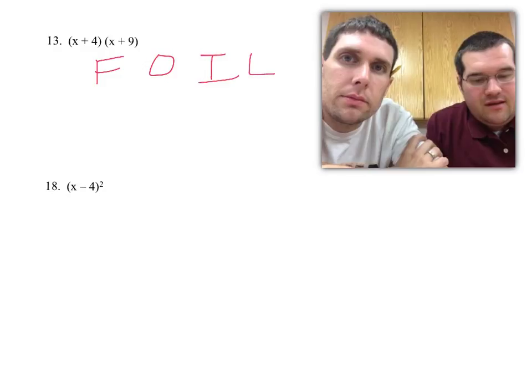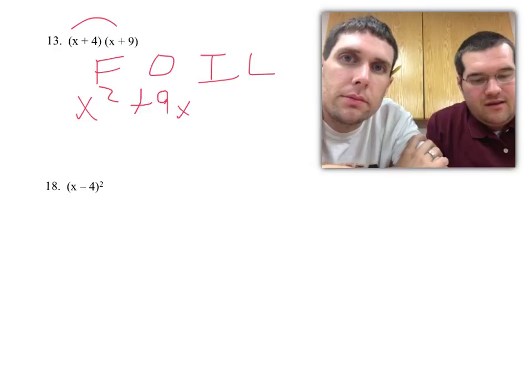F-O-I-L. F stands for front, or first. So I'm going to multiply my first terms, which would be my x is the first one listed in this binomial, and x is listed first in this binomial. So x times x is x squared. And then I'm going to do my outside terms. Outside means the ones that are furthest apart. I'm going to do the ones on the outside. So I've got x and my positive 9. So x times a positive 9 is plus 9x.